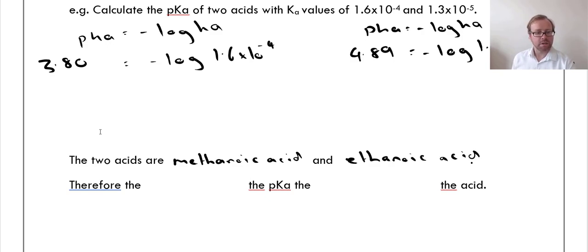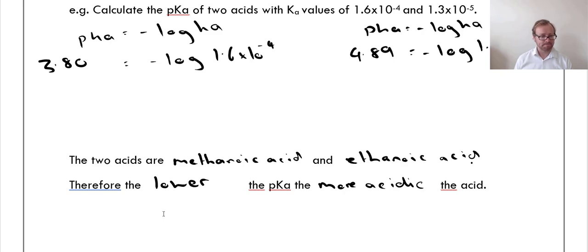And therefore, the lower the pKa, the more acidic the acid. Okay, so the lower the pKa, the more acidic the acid, and we could say the stronger the acid. Really, it depends on how much more it dissociates to produce these H+.